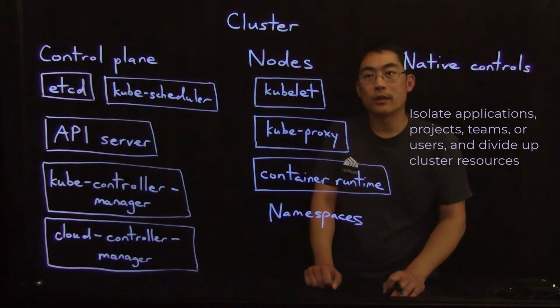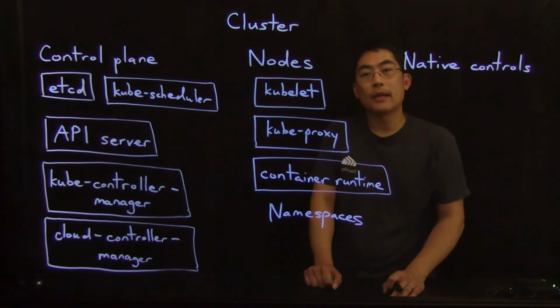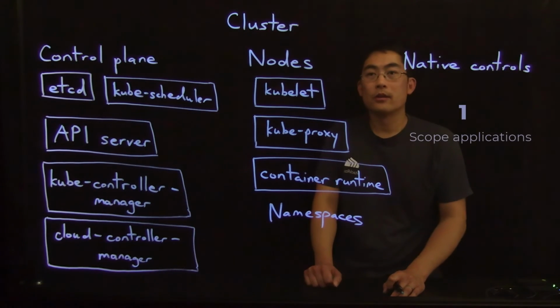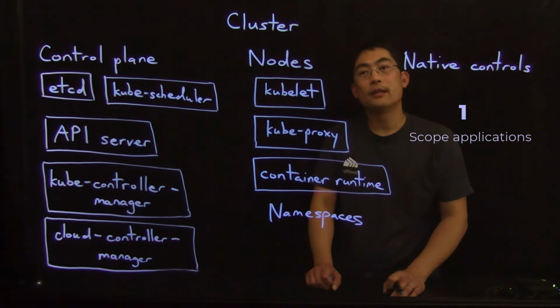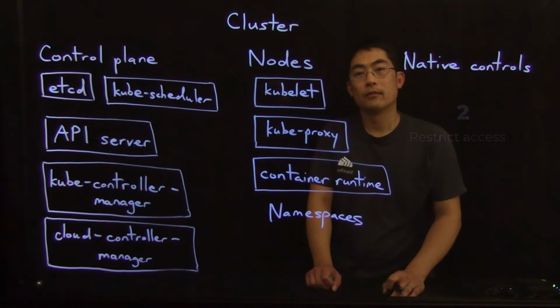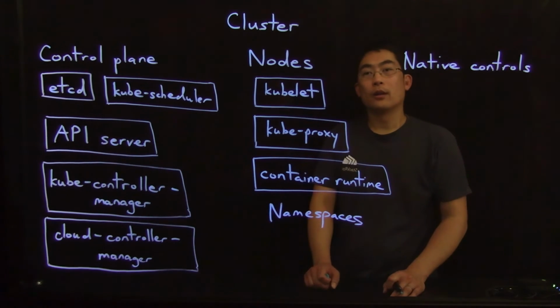Namespaces can be used to isolate applications, projects, teams, or users, and they can also be used to divide up cluster resources. Some things to keep in mind when you're configuring namespaces are that they can be used to, first, scope applications. For example, you could assign a single application to a single namespace. Second, you could also restrict access by granting different permissions to different users on different namespaces. Now, within each namespace, one or more workloads will run.